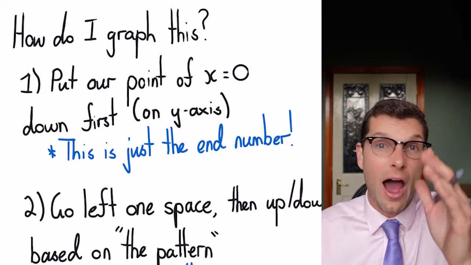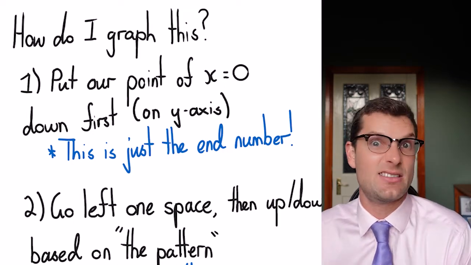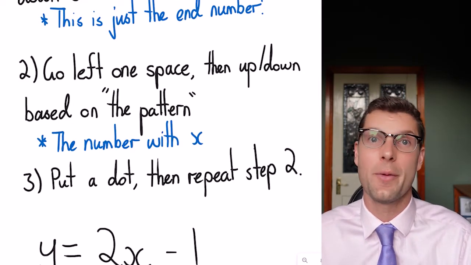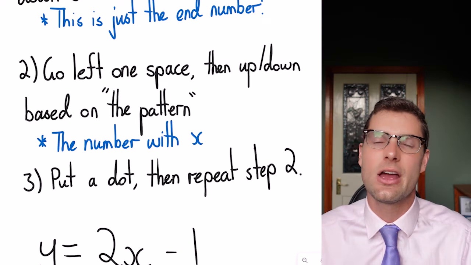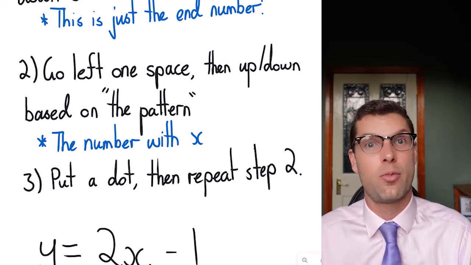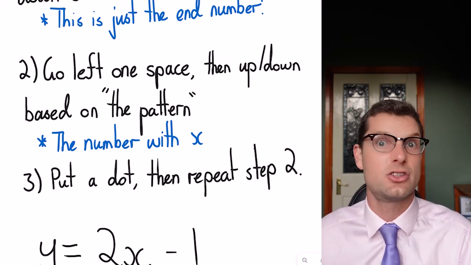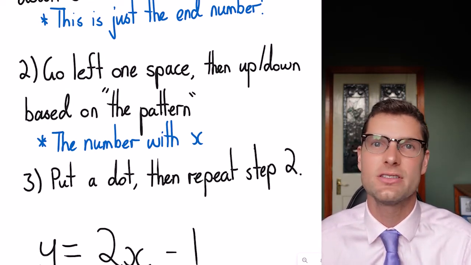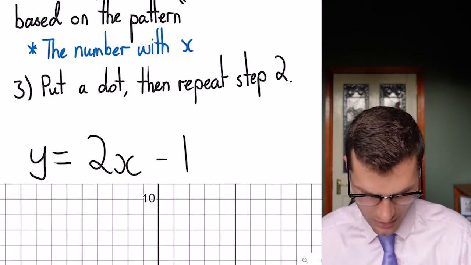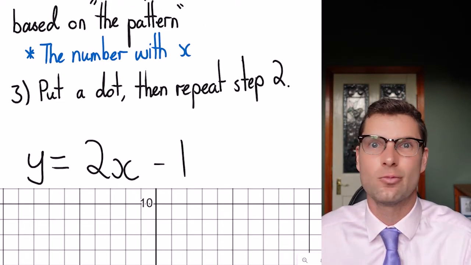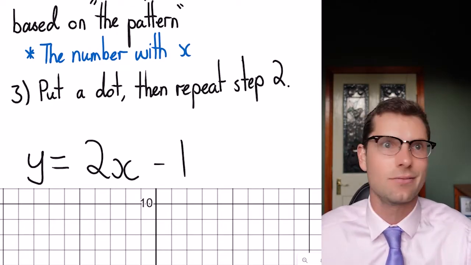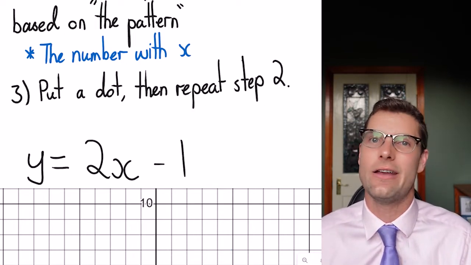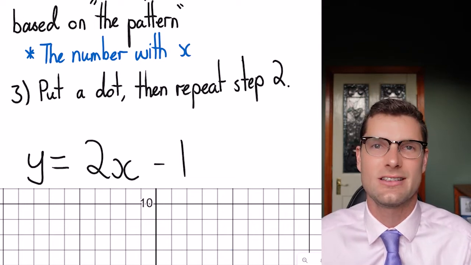So we just have to go up and down the y-axis as many as it tells us to do. After we've got that first point down, we just have to perform the pattern exactly as it tells us. The pattern is saying that as x goes up 1, we go up or down a certain amount. Whatever number's with the x, just follow those instructions and you'll find your next point. Once you put that dot down, repeat step 2 again and again and again, and you're going to see that you'll be given a fully straight line of points all across this Cartesian plane.